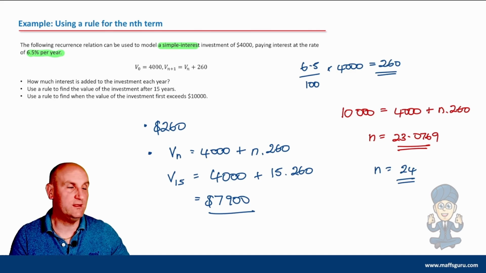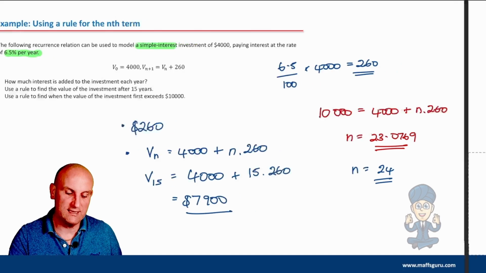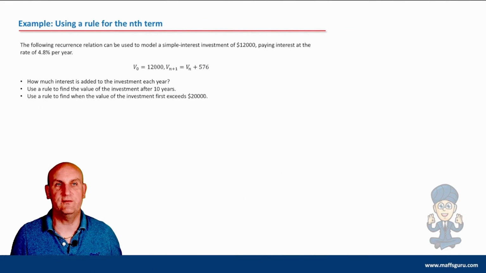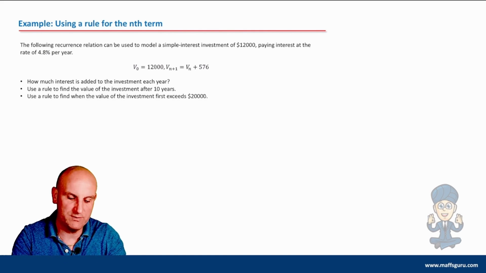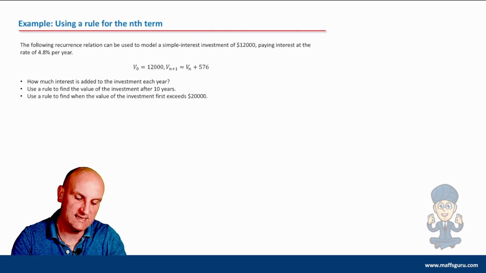Don't forget, you can stop this video, go back, rewind it, listen to it again, anything that actually makes sense. The following recurrence relation can be used to model a simple interest investment of $12,000, paying 4.8% per year. Notice they're just changing the figures. Again, it's another simple interest, $12,000, 4.8% per year. There's my V0 of 12,000.